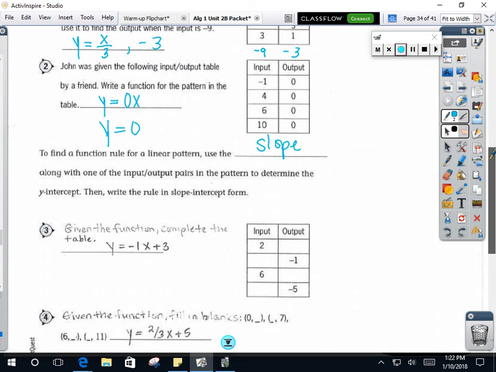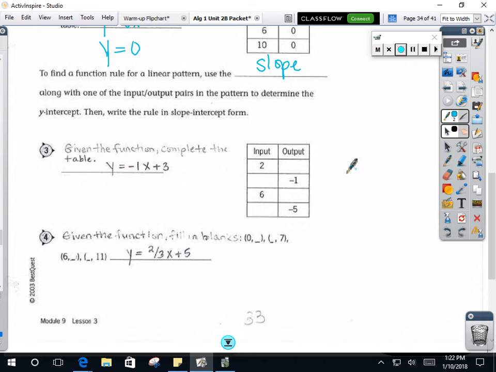Well, fortunately for y'all, you're not going to have to do that. I have changed up these problems. And so you're not going to be writing the rule in slope-intercept form. I've already given you slope-intercept form, and you have to use it to complete the table.